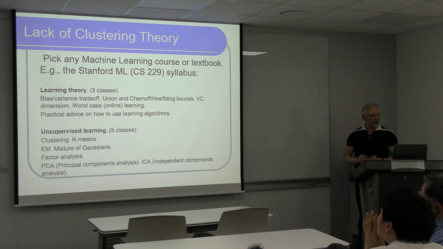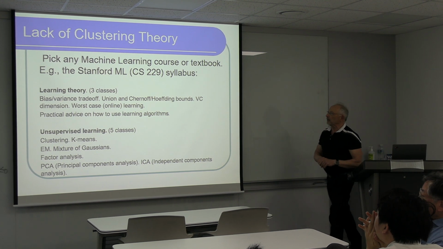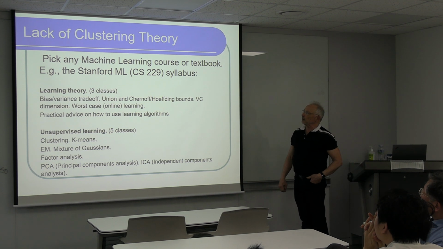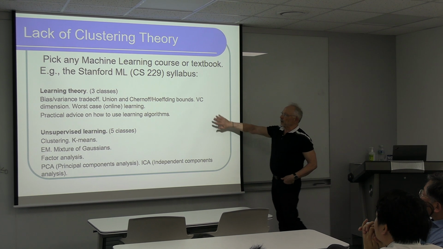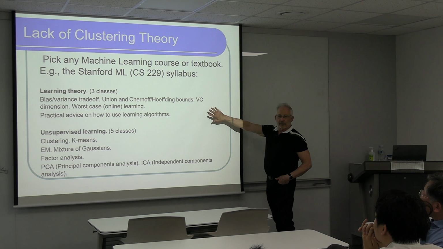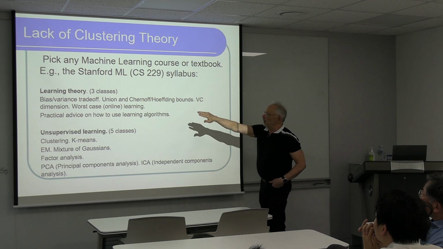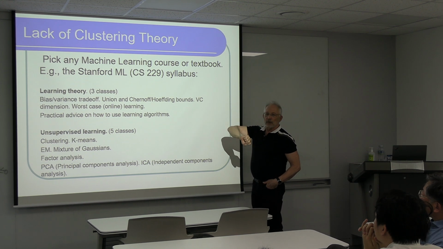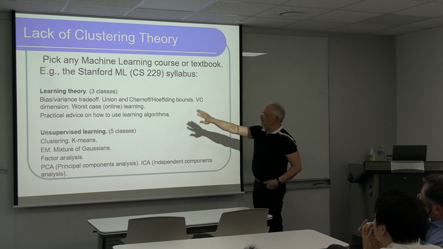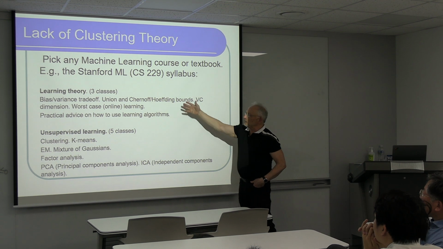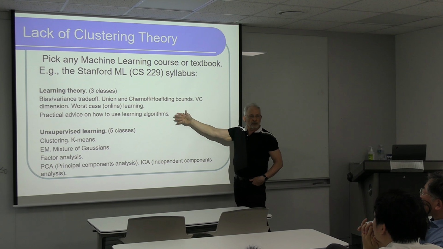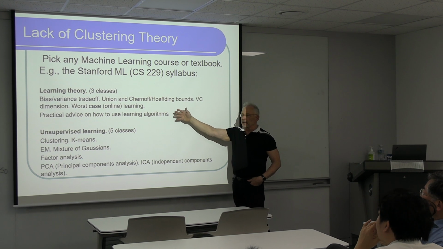To show you how much we don't understand it, I have here a copy from the syllabus of the basic machine learning course at Stanford. They have a chapter about learning theory, and it talks about bias-variance trade-off, union bound, Chernoff bound, VC dimension, and so on. You see, there's a lot of theory here, a lot of principles. The bias-variance, the no free lunch, there are lots of principles here.